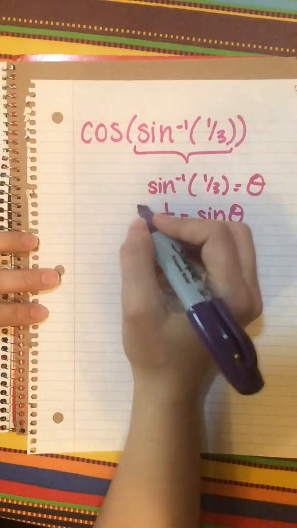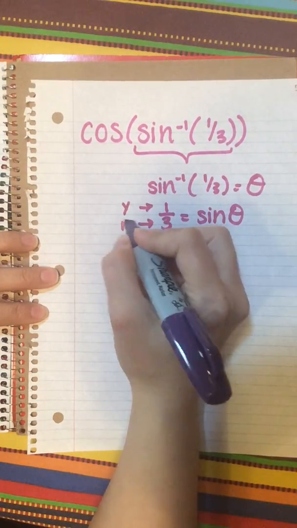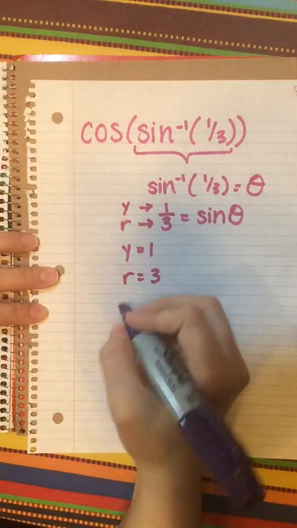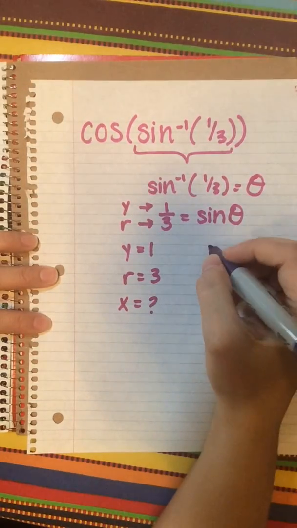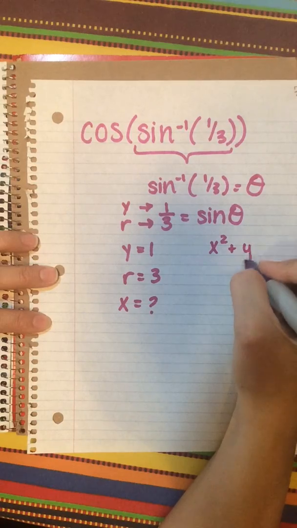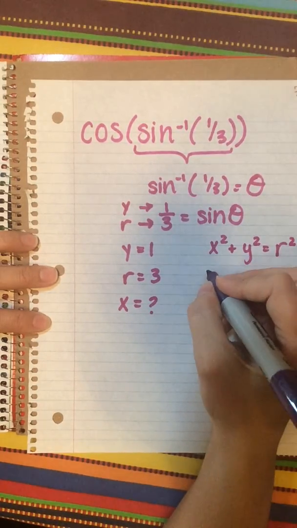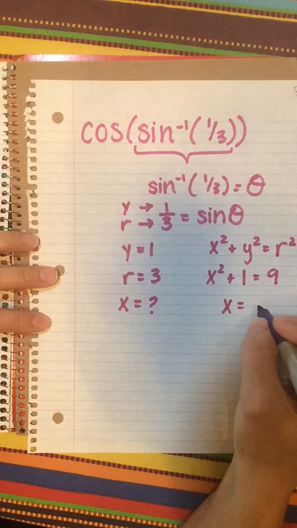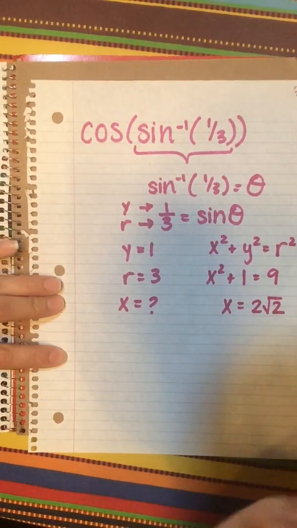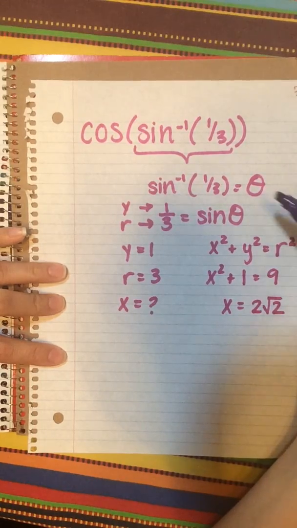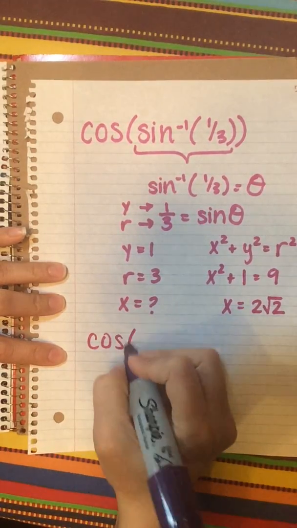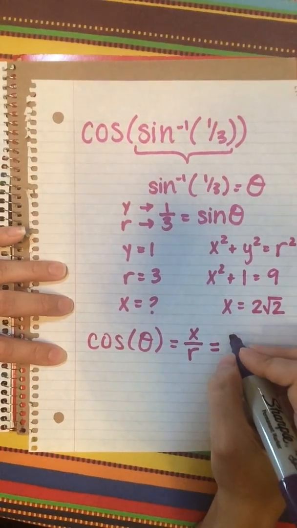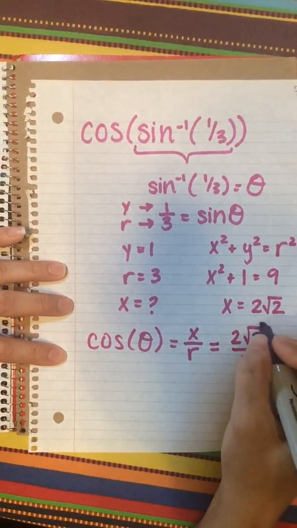Now, sine of theta is defined to be y over r. So if we know that y is 1 and r is 3, the one we need to look for is x. Okay, so if x is what we want, we'll use our unit circle equation, x squared plus y squared equals r squared. So that becomes x squared plus 1 equals 9. So x is going to equal 2 square root of 2. So we don't know exactly what this theta is, but we know that cosine of that theta value is going to equal our x value over our r value. So our answer is going to be 2 square root of 2 over 3.